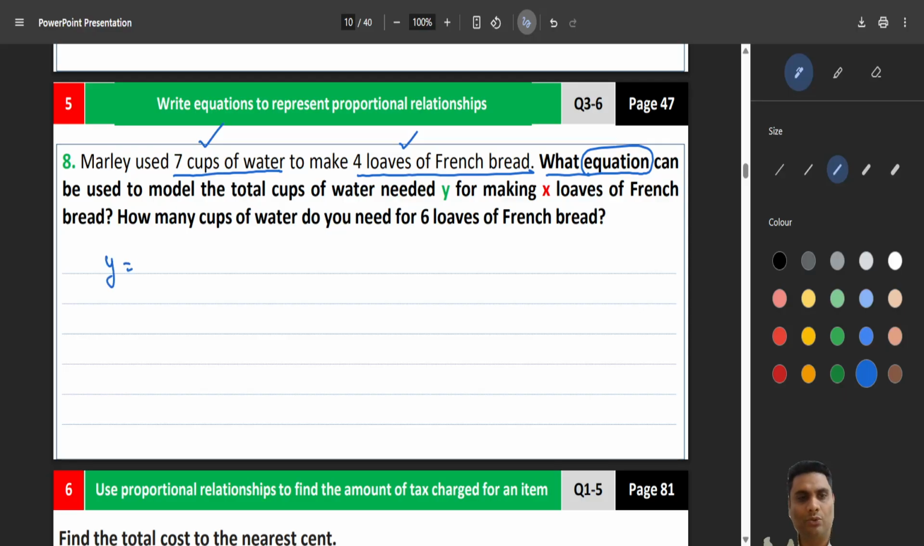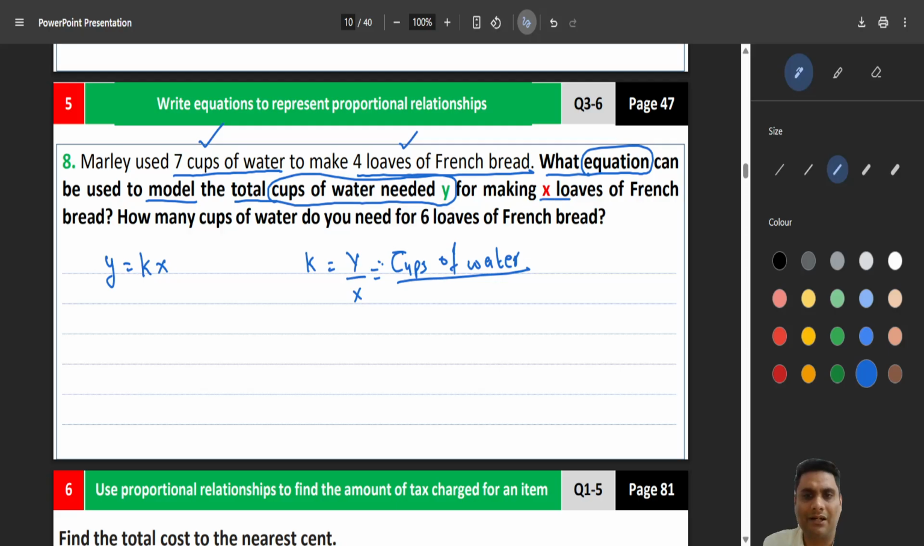Y equals kx. Now we want to find the k, right? How do we find the k? Y over x, correct? So let's see. What equation can be used to model the total cups of water needed y? What is y? Y is the cups of water, correct? And what is x? X are the loaves of the French bread, right?